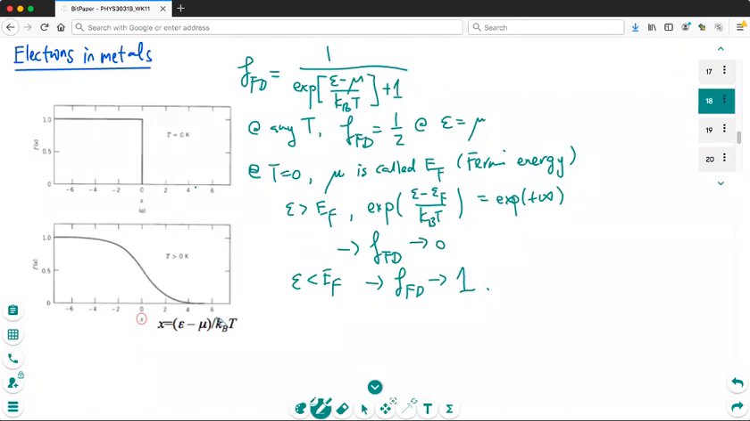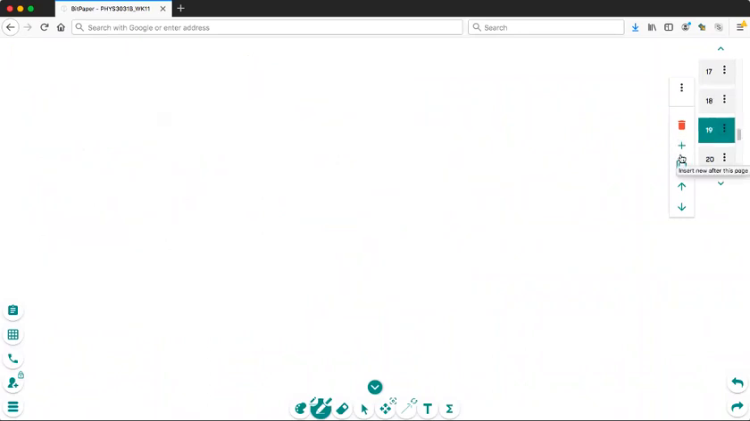Okay, then now the natural question is, what is the meaning of this? Okay, the meaning is the following. Let's look at t equals 0 first. So at t equals 0, what is the meaning of this? You have this step function, the Fermi-Dirac, you have a step function like this.